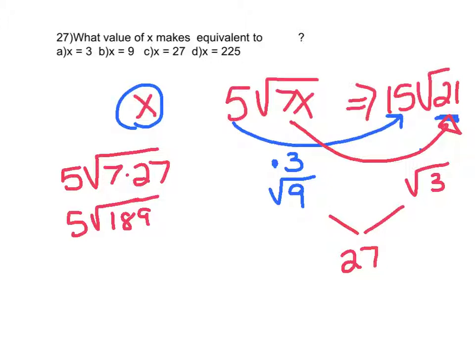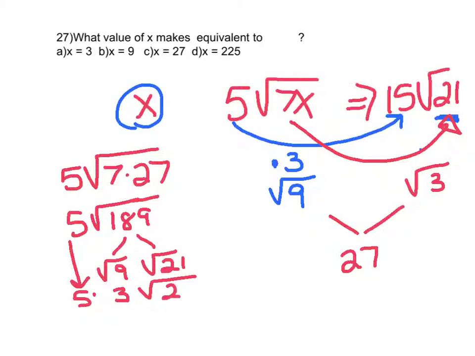Now, if we break this down, the 189, remember, we're trying to pull out a perfect square. So this breaks down to the square root of 9 times the square root of 21. This becomes 3, which goes on the outside, and this is 21. So 3 square root of 21, and if you look at the original, 7 times my 3 did give me the 21. So your answer here is letter C.